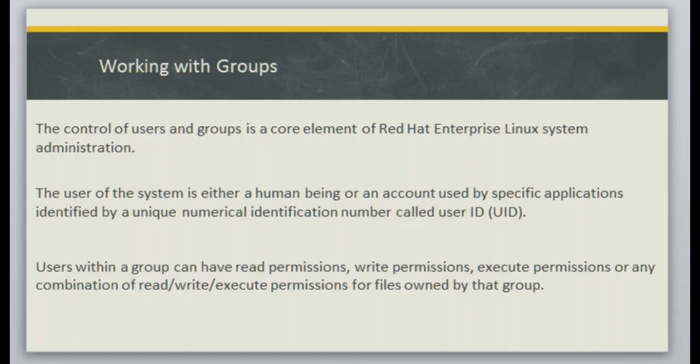Alright guys, last thing we're going to look at for today is how to manage groups. So the control of user groups is a core element of Red Hat Enterprise Linux system administration. So the user of the system is either a human being or any account used by specific applications, identified by a unique numerical identification number called a user ID or UID. Okay? Users within a group can have read permissions, write permissions, execute permissions, or any combination of read, write, execute permissions for files owned by that group.